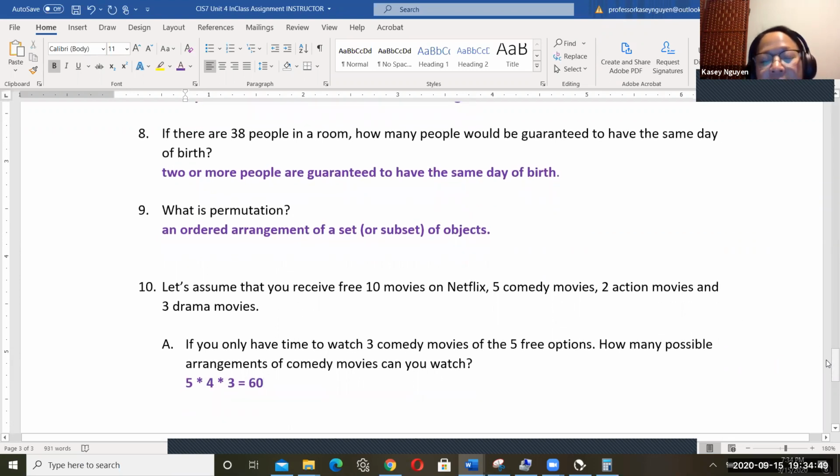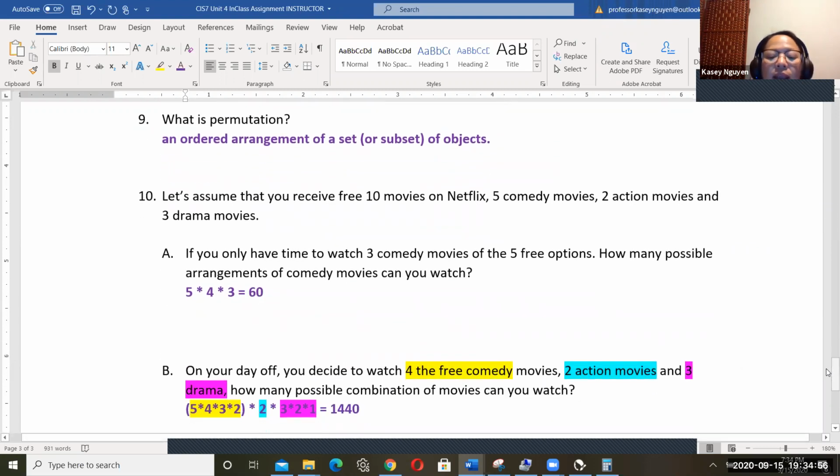Any question with 10? Sorry about the crazy highlight. I wanted to show the differences here. So on your day off, you decide to watch 4 of the free comedy movies, 2 action movies, and 3 drama movies. How many possible combinations of movies can you watch?